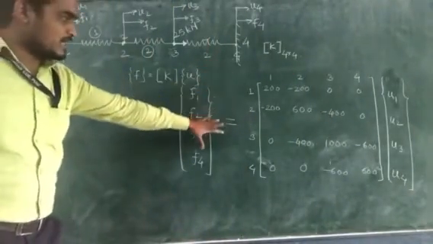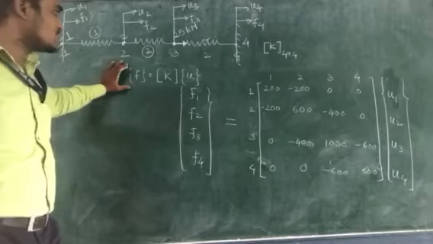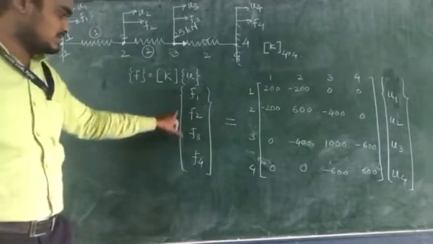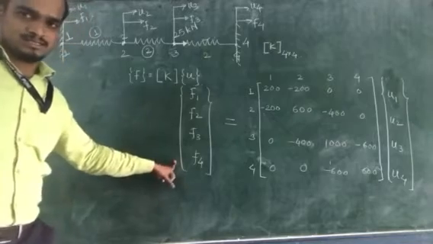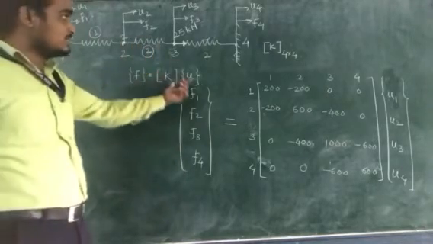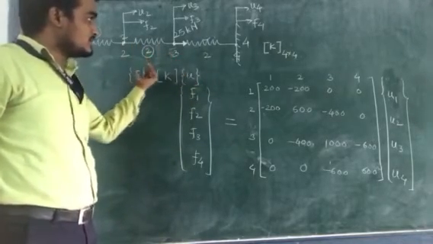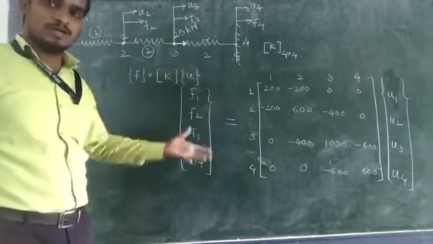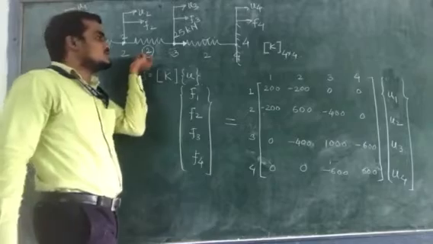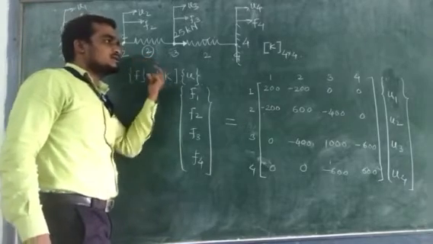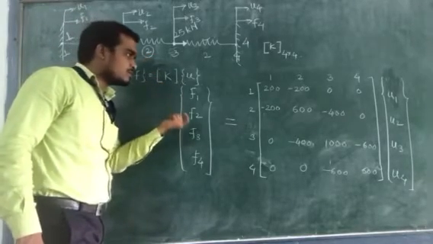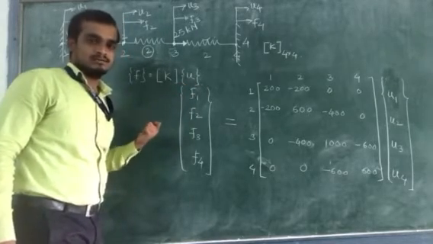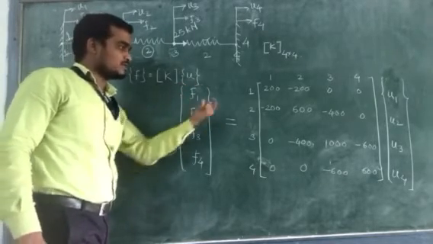So you can write by using this force and displacement relationship. Here you will write the 4 equations. As I told you earlier, the number of nodes equals the number of equations. So here as the number of nodes equals 4, how many equations should be there? There should be 4 equations for this system.